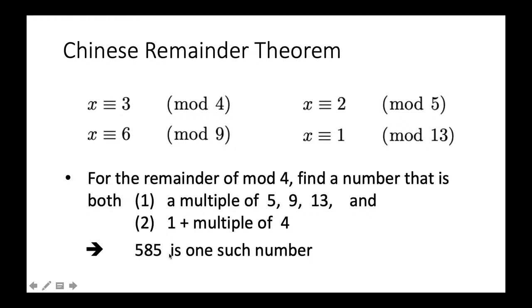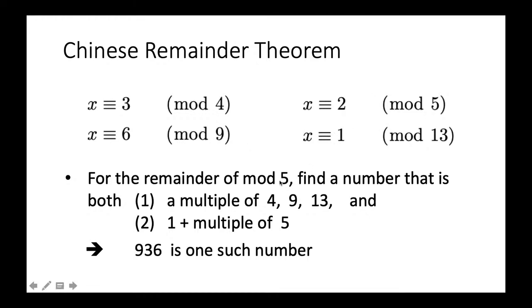Actually, 585 turns out to be equal to 5 times 9 times 13, so it is a multiple of these numbers. And when divided by 4, it will have a remainder of 1. Now we will repeat this for each of these modulo numbers.